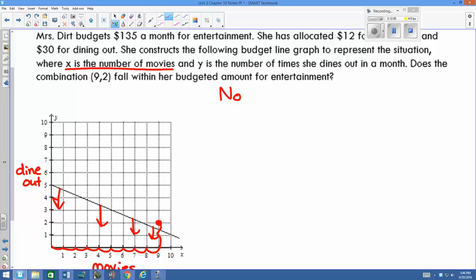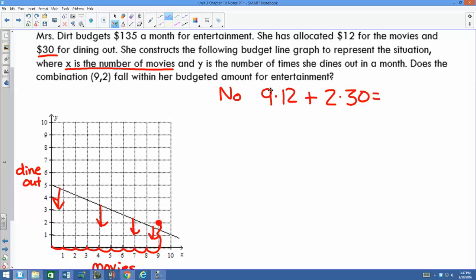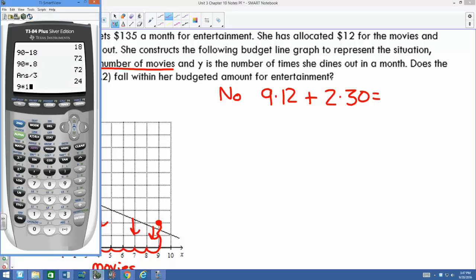And you could explain this a little bit better. So each time she goes to the movies is $12. So 9 times 12 plus 2 times going out to eat, which costs $30. So 2 times 30. So if we add those up, 9 times 12 plus 2 times 30, we get 168.